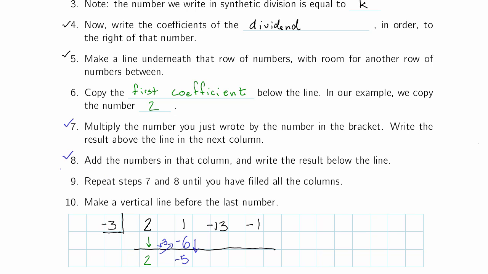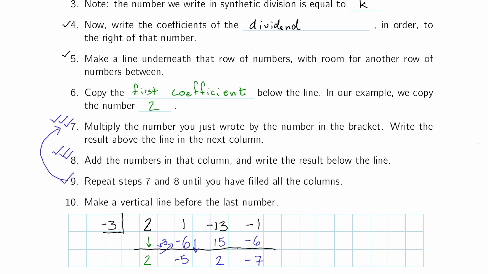And now it says to repeat these steps until we fill all the columns. Multiply by negative 3. Negative 5 times negative 3 is 15. Add down the column. Negative 13 plus positive 15 is positive 2. Multiply, add. Multiply, 2 times negative 3 is negative 6. Add, negative 1 plus negative 6 is negative 7. Multiply, add. And now we've filled all the columns.